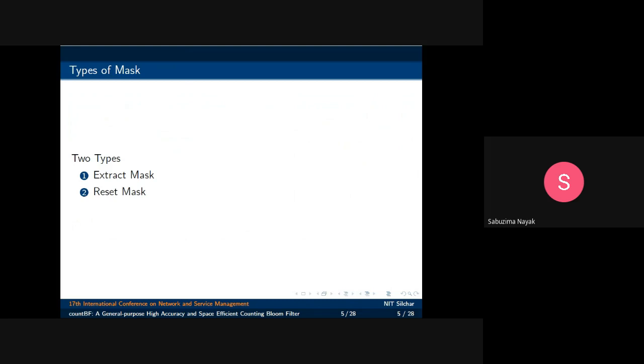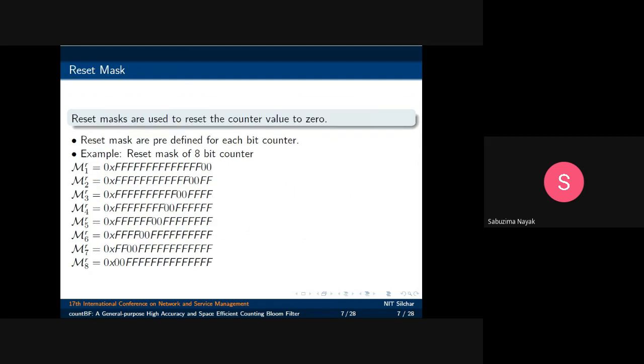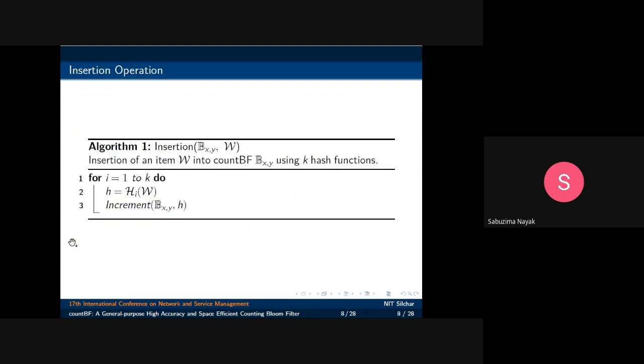In our algorithm, we are using two types of mask, extract mask and reset mask. Extract masks are used to extract a certain counter value using bit operations. They are predefined for each bit counter. For example, suppose we consider an 8-bit counter, then these are the 8 extract masks. Reset masks are used to reset the counter value to 0. Similarly, they are also predefined. These are the 8 reset masks for 8-bit counter.